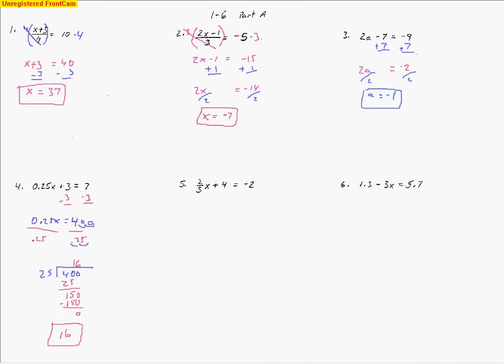Next one, I'm going to go ahead and undo the addition again. Subtract the 4 from both sides. That leaves me with this fraction as the coefficient: 2/5 x equals, now the same sign here, so I end up having to add, and it'll go further in the negative.